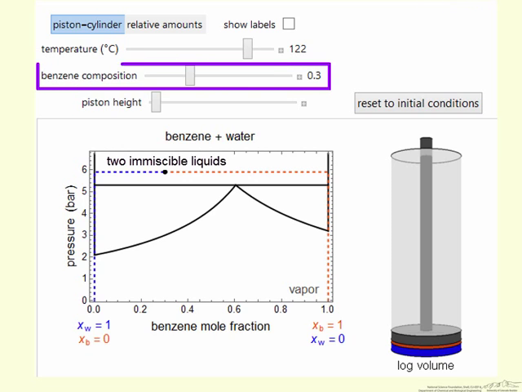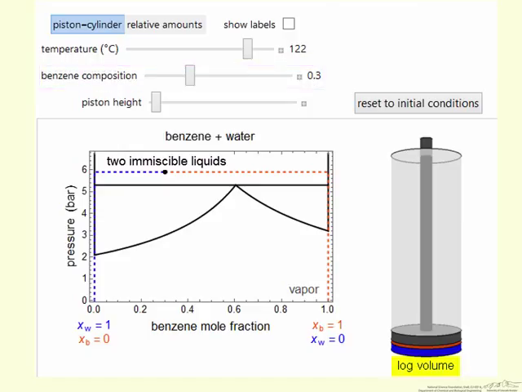If I move the composition, of course, the relative amounts will change. Important thing to notice, this is the log of the volume. I can select show labels. It will just label what these two regions are here, in addition to the vapor and the two immiscible liquids.